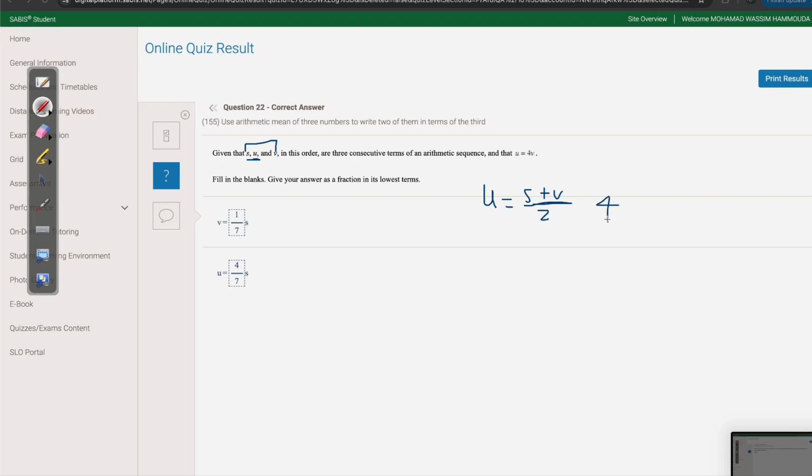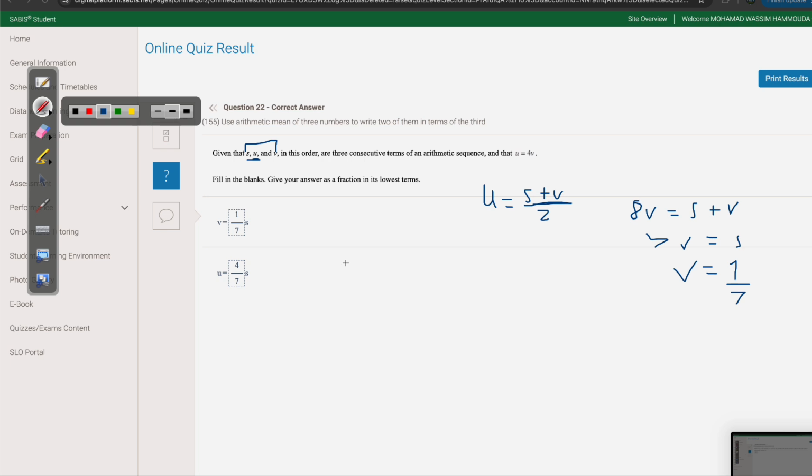So 4V is equal to S plus V over 2. Actually, I'm just going to cross multiply. 8V is equal to S plus V. 7V is equal to S. They want V in terms of S, so V is equal to 1 over 7 S.